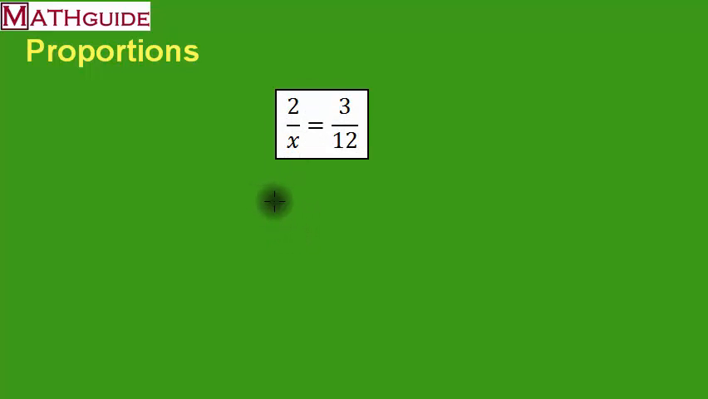So earlier we said that proportions have a neat property. If we cross multiply, the product should be equal. So I'm going to cross multiply. 2 times 12 is 24. I'm going to multiply x times 3, and I'm going to get 3x. Alright, so I'm going to set these equal because the cross products should and must be equal for a proportion. So to solve this, I'm going to divide both sides by 3. I get x is 8.